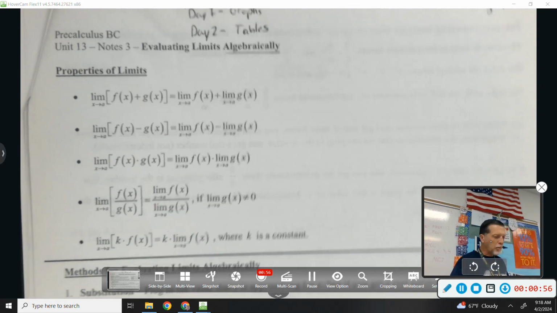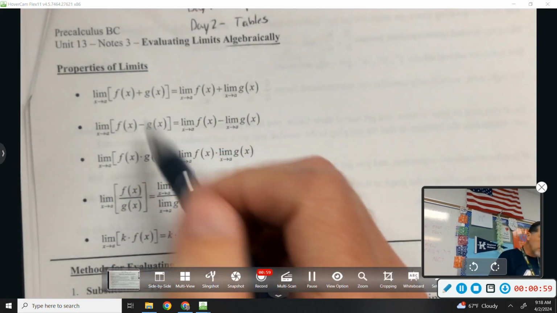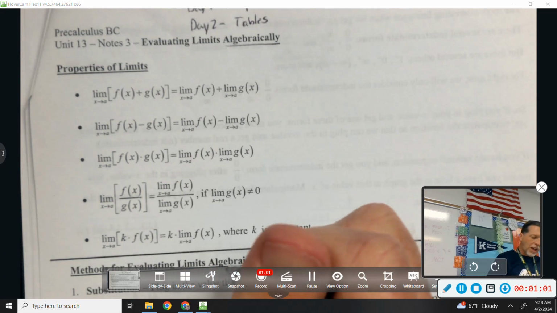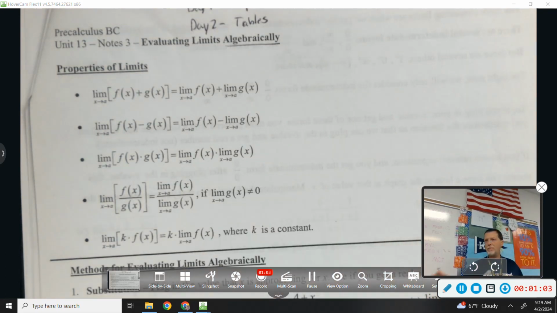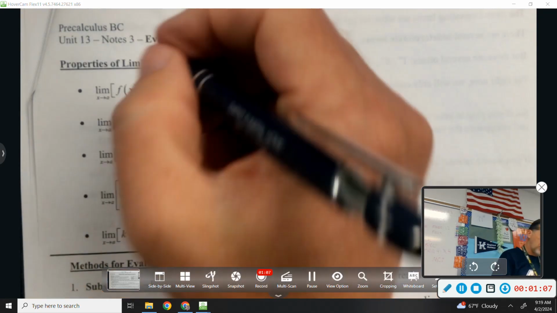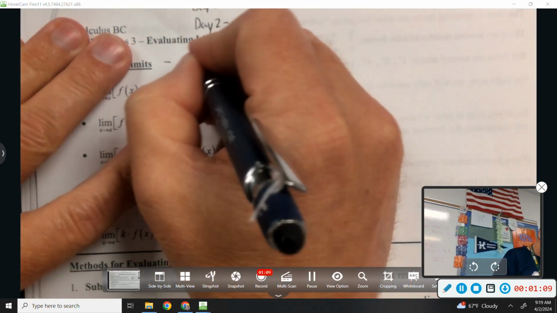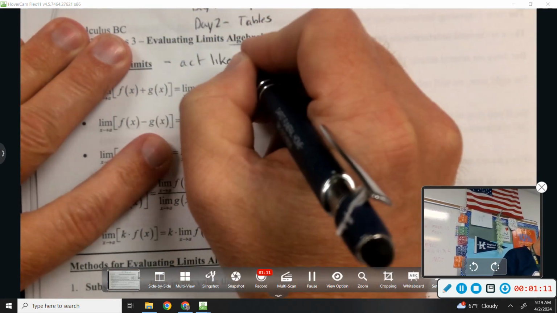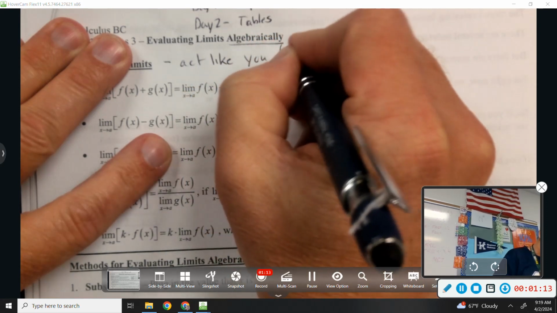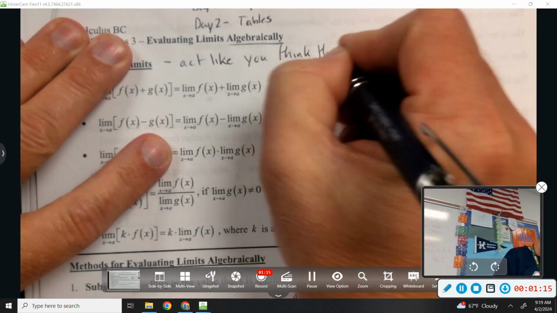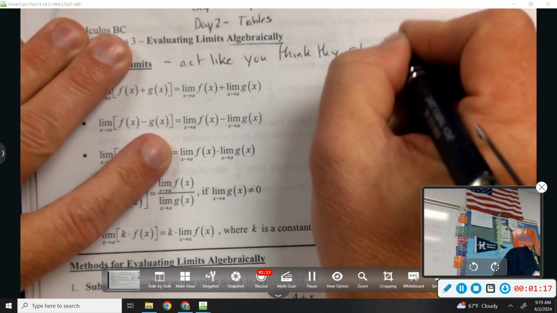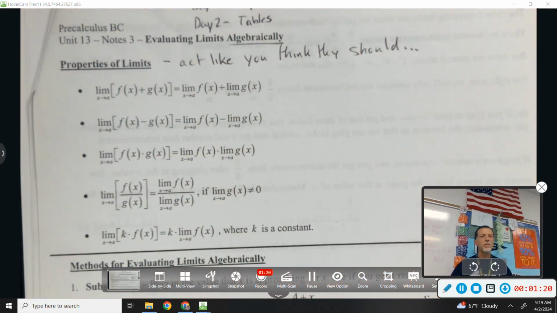All right, some properties. The good news is all of these properties that we're going to look at for limits make sense. So there's nothing weird about these. They do what you think they would do. They act like you think they should. How's that for a summary of notes? Yeah, it does what you think it ought to do.